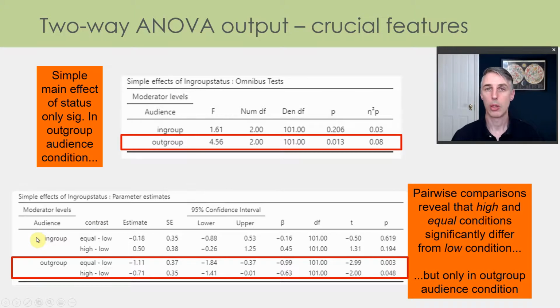So the fact that the in-group status variable had more than two conditions has allowed us to drill down that little bit further into the comparisons for status, broken down, in simple terms, by that second IV, the different levels of audience. So when you have more than two conditions in one of your IVs, you can also look at simple pairwise comparisons as well as overall simple main effects.